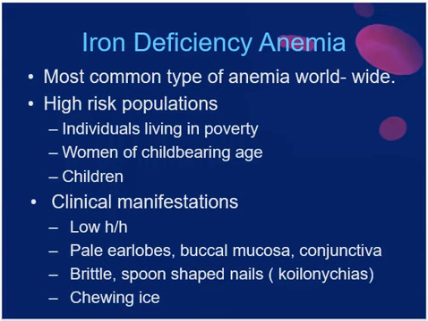Some of the clinical manifestations of iron deficiency anemia are low hemoglobin and hematocrit. You may note some pale earlobes, the mucosa in the mouth may be pale, the conjunctiva may be pale. You may notice that there are differences in the nails. They may be brittle, spoon-shaped, and this term is koilonychia.